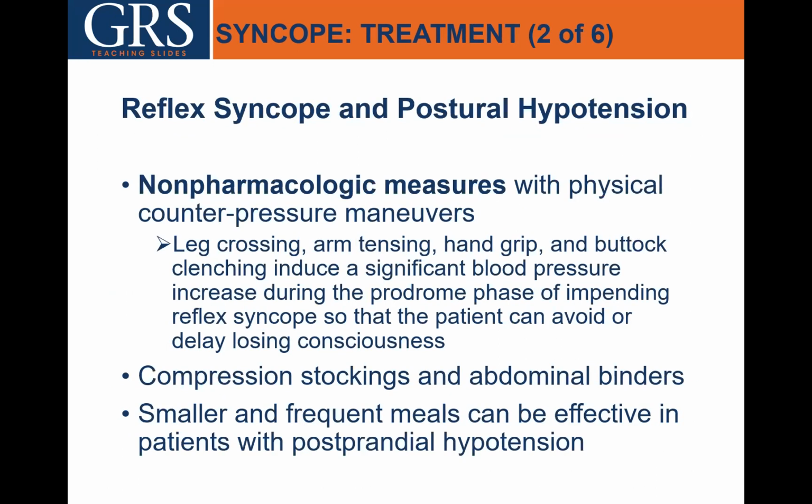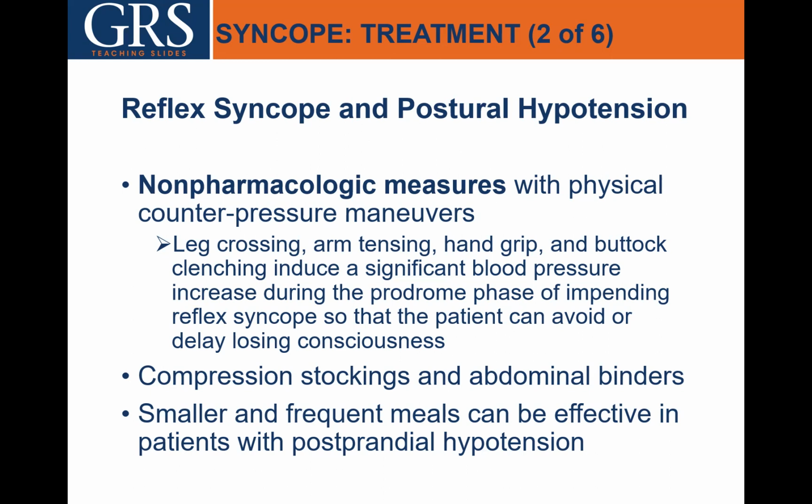For reflex syncope and postural hypotension, use non-pharmacological measures with physical counter pressure maneuvers like leg crossing, arm tensing, hand grip, buttock clenching. These all can increase blood pressure by pushing the blood from peripheral tissues into the central circulatory system to increase the preload and prevent the syncope. And also compression stockings and abdominal binders can push more blood to the circulatory system.